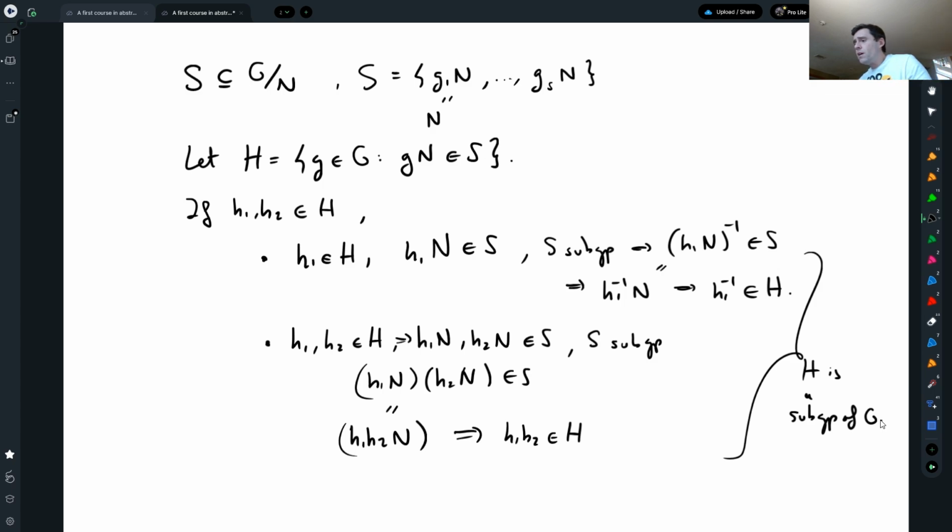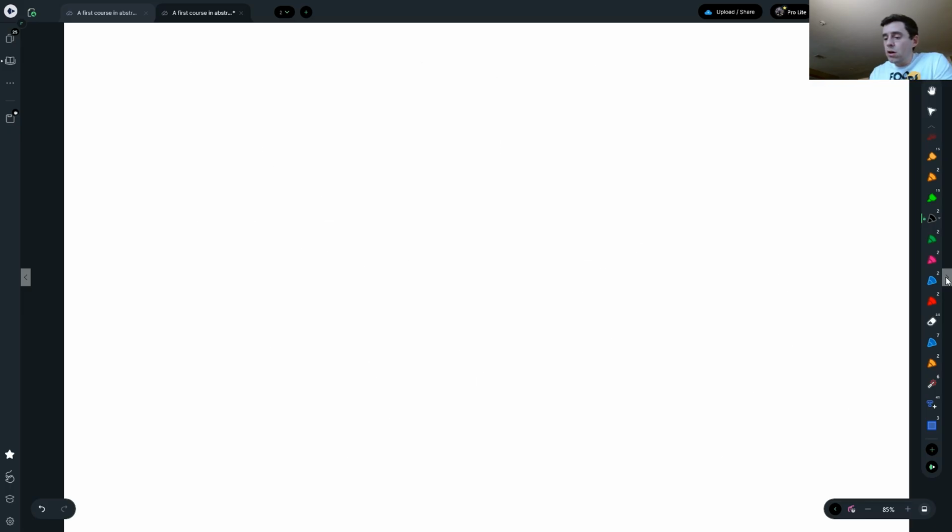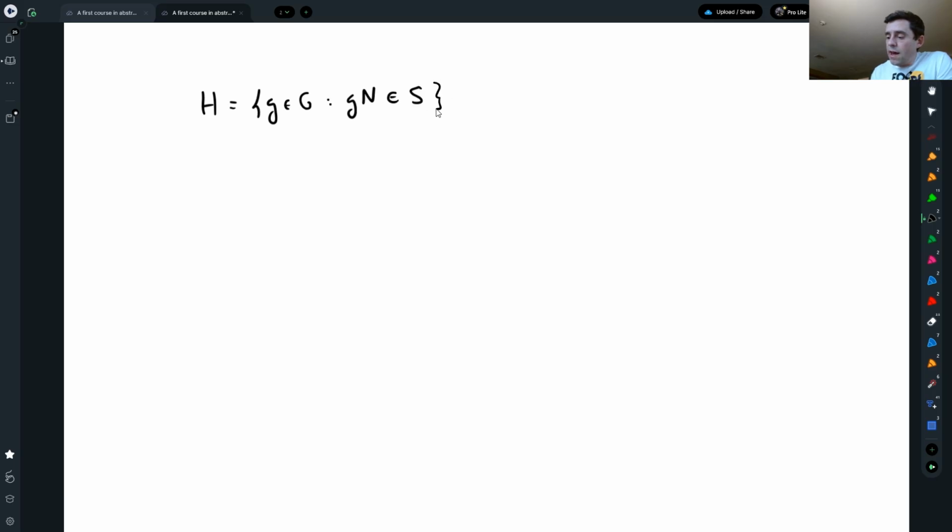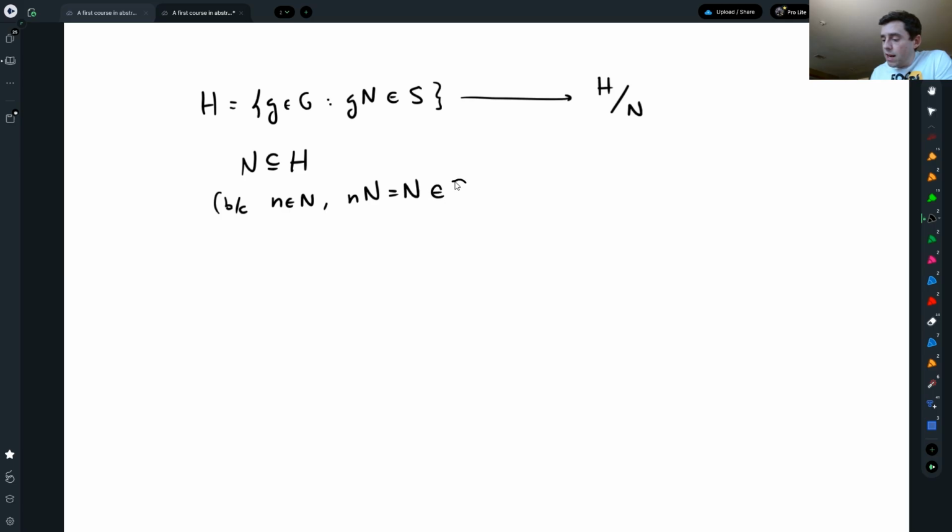So therefore, this tells me that H is a subgroup of G. And on the other hand, what is the map? What happens if I use the correspondence? So H, those g's in G such that gN are in S. What happens if I send it to H modulo N? By the way, notice that N is contained in H, because if n is in N, then nN is N, which is an element of S. So N is a subgroup of H.